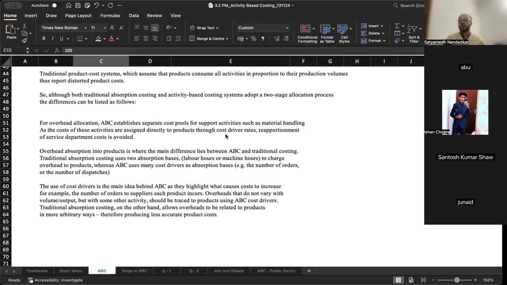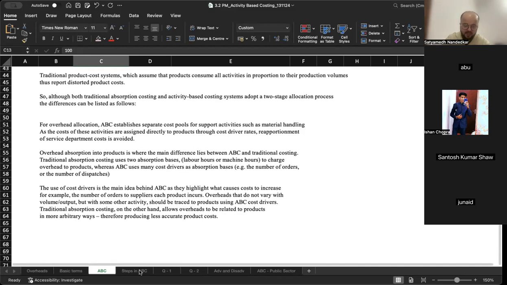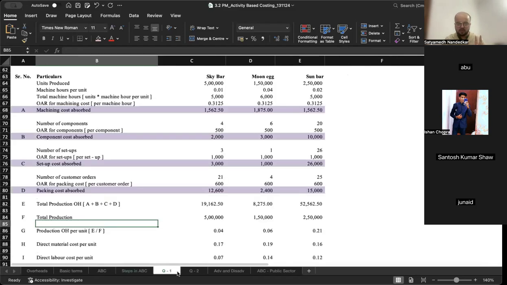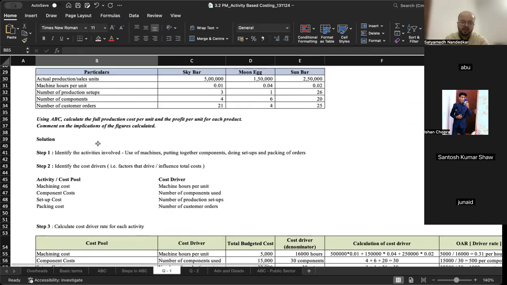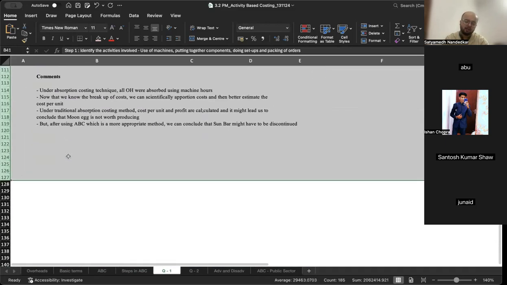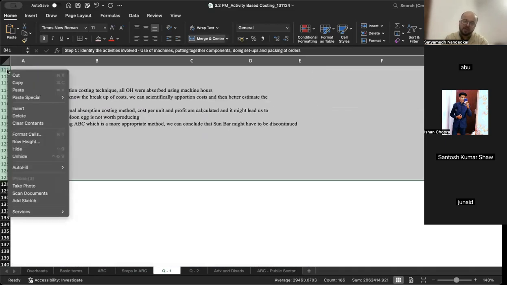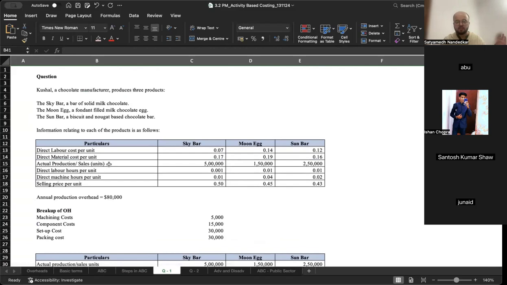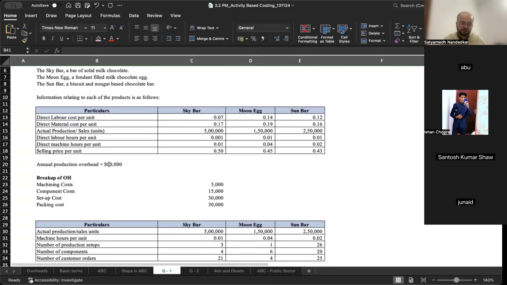Okay, now, how is activity-based costing done? Instead of looking at the steps first, we'll do two questions and then we'll spend time understanding. Then we'll build the working. On the basis of that working, we'll build everything else backwards. Let's not look at the steps first and kill the creativity.